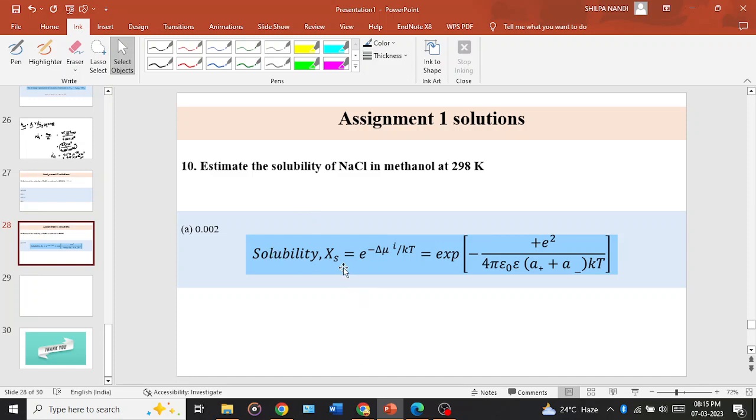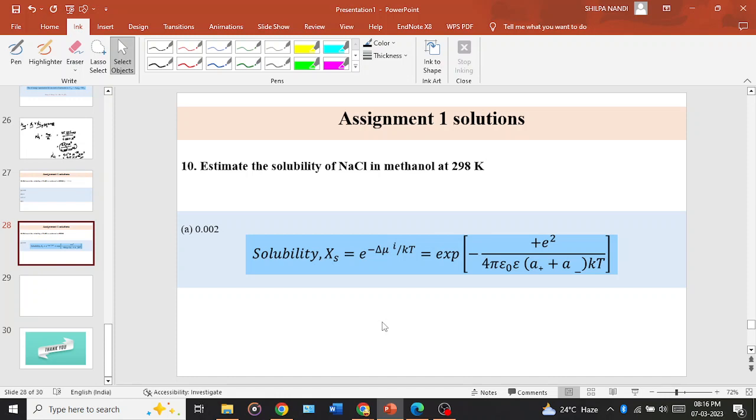So solubility, we can define using the Boltzmann distribution equation. I think we mentioned the Boltzmann distribution equation earlier in one of the questions, that what can it be used to find? Right. One was chemical potential, then number density, and third was solubility. So here you can see xs, the solubility, is equal to e to the power minus delta mu by kT, which, if we open this one, is exponential of e square by 4 pi epsilon naught epsilon a plus a minus kT.